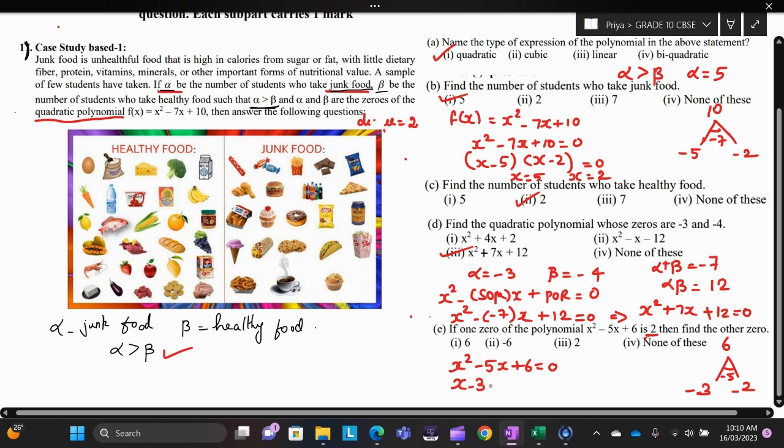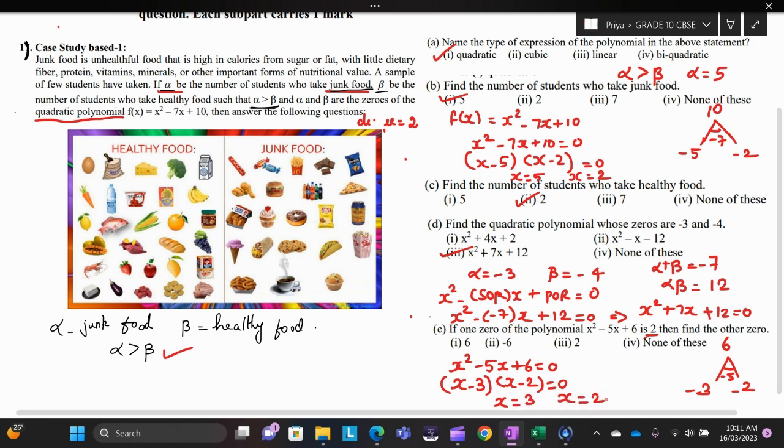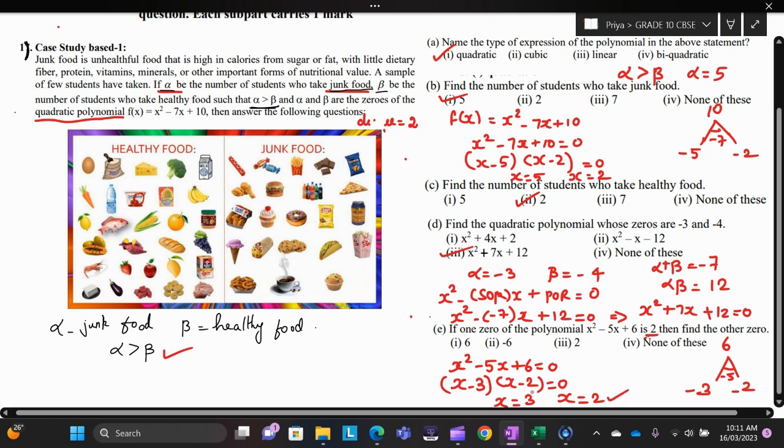Okay, so the factors are x minus 3 and x minus 2, which equated to 0 gives me x equal to 3 and x equal to 2. So one of the roots is already given as 2, but the other root is 3, which is not found in the options. So the answer is option 4, none of these.